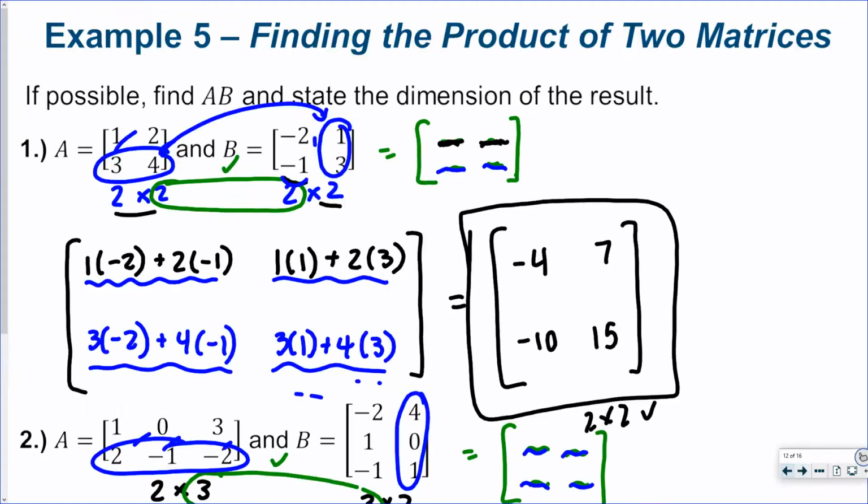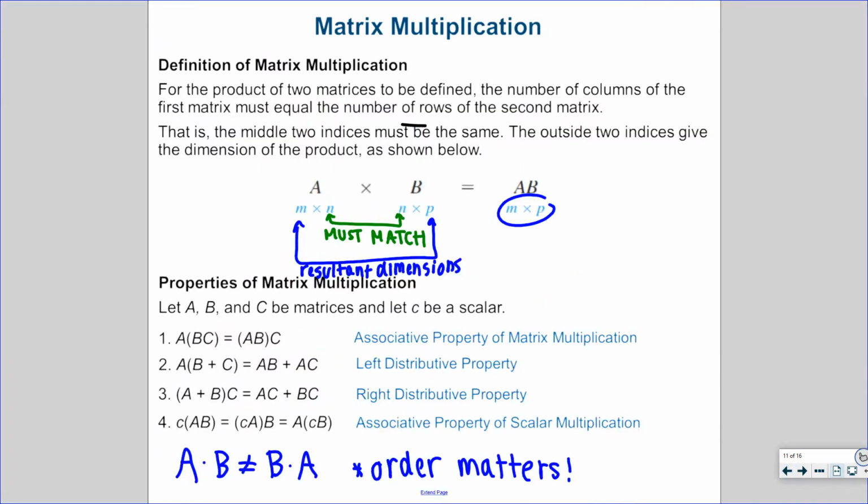Okay, we left off on multiplying matrices. Just one thing I want to remind you of is there are some properties with multiplication and matrices that are exactly the same as multiplying numbers, but not all properties. The most important one is that the order does matter. Matrix A times matrix B is not always the same as matrix B times matrix A.